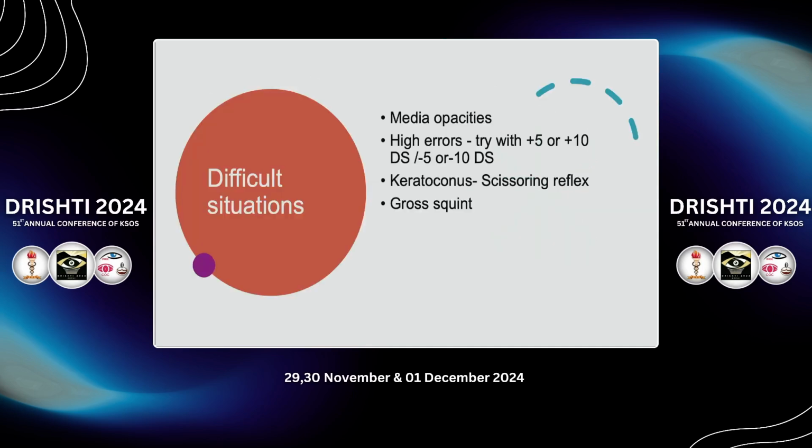So difficult situations are in the presence of media opacities, high errors. So always look out, see if the patient has got his spectacles. That's the best clue that you can get. Otherwise, if you feel it's a high error, you try a +5 or a -5 lens and see, then you'll get a better reflex. In keratoconus, you get a scissoring reflex, but that is because some part of it is hypermetropic and the other is myopic, so you get conflicting shadows. In gross squint, always you occlude one eye so that the deviating eye takes a fixation or looks straight, and then you can do the retinoscopy.